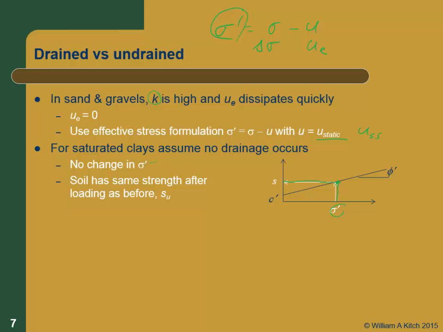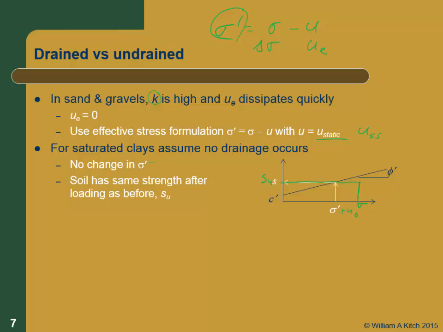So let's say we were at a state initially where we had this sigma prime plus some u naught, and we had this total stress. So this is sigma. But we still have this strength, which we're going to call the undrained shear strength, SU.